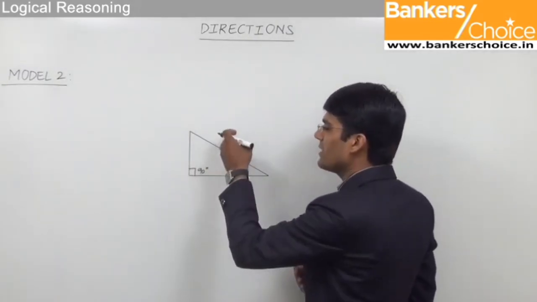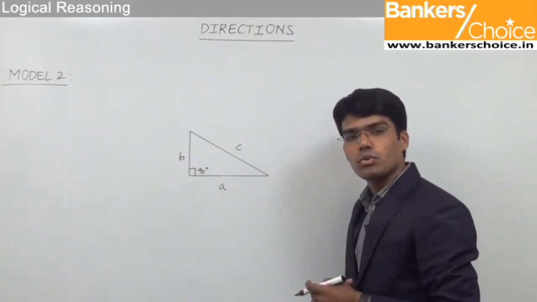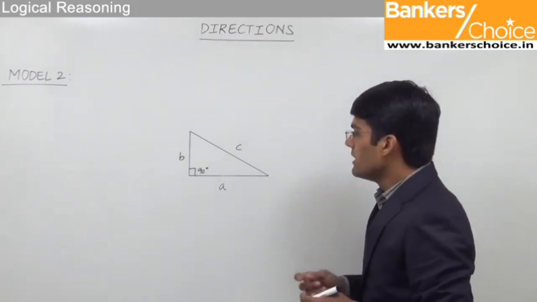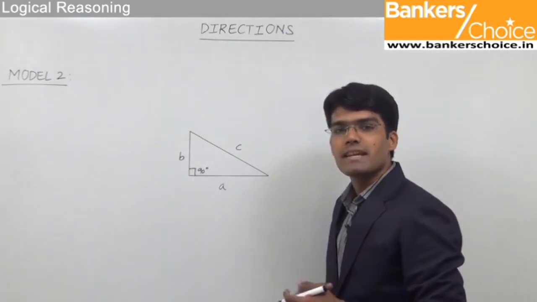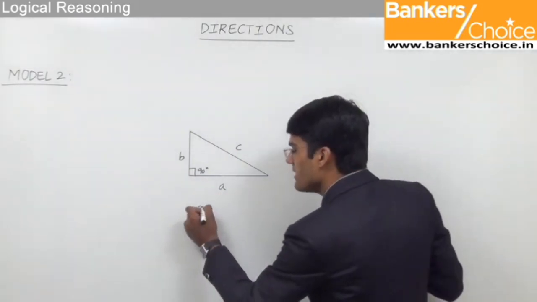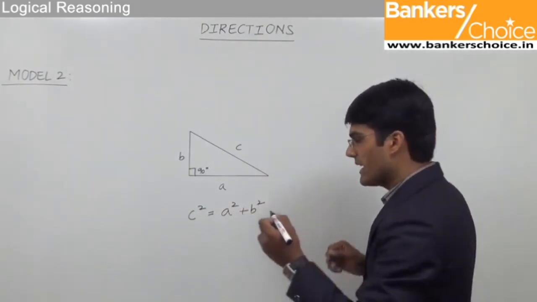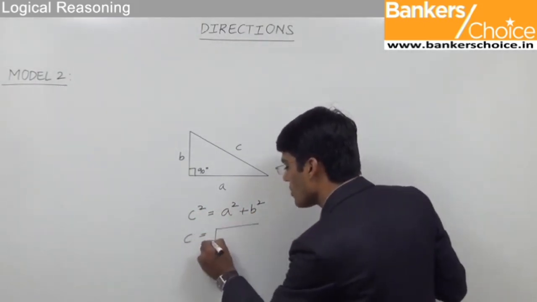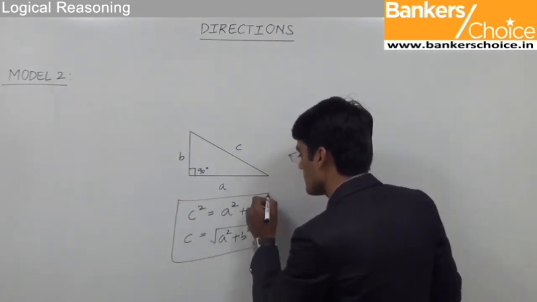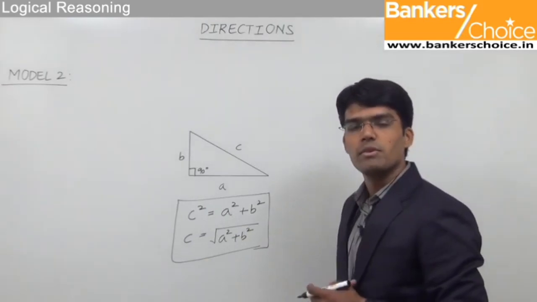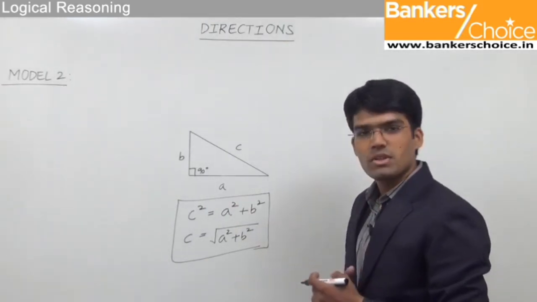Now assuming that the length of these three sides are A, B and C as shown, as per Pythagoras theorem, the hypotenuse square should be equal to the sum of the squares of the adjacent sides. That means C squared should be equal to A squared plus B squared. Or we can say that C is equal to root over A squared plus B squared. So this point will be useful in solving certain questions from directions. Let us now take an example based on this concept.